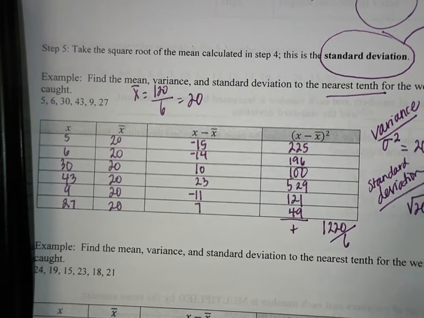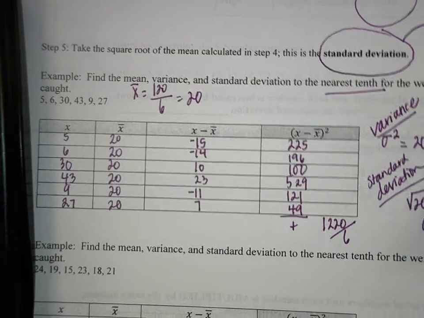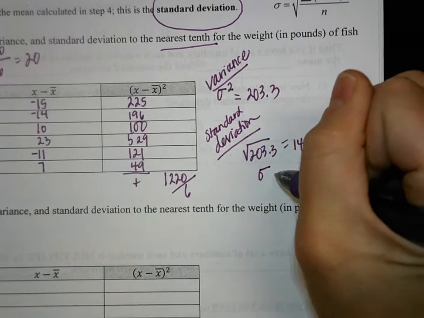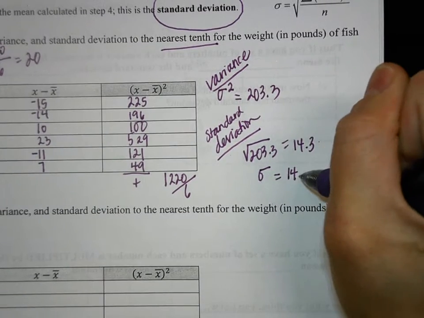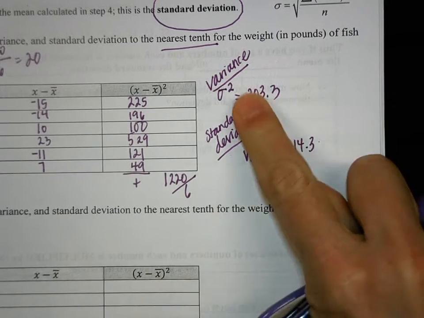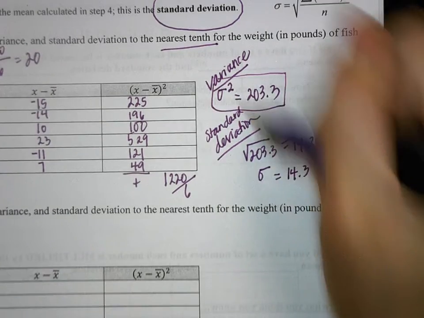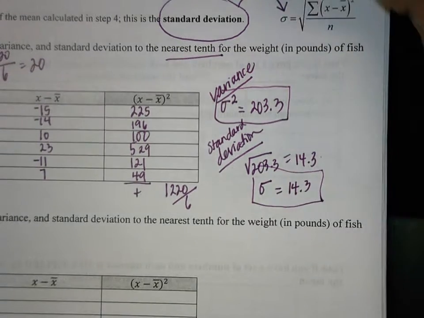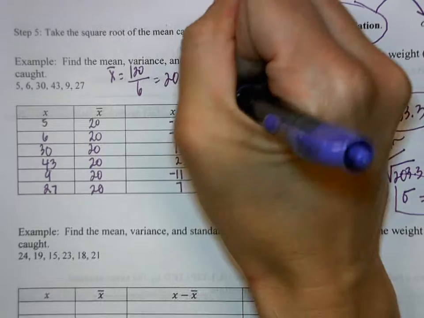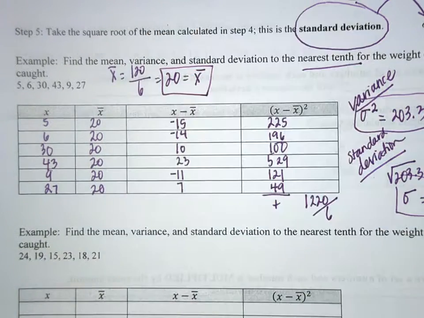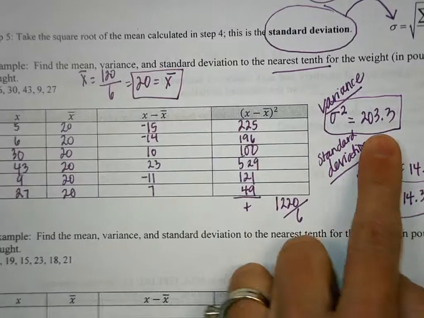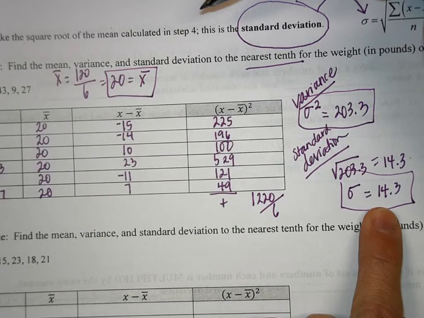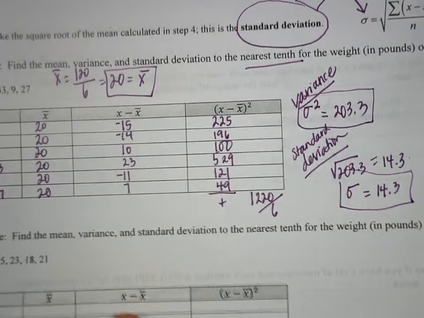And then again, I want you to make sure you write your symbols so that you get used to knowing that standard deviation is this symbol, variance is this symbol. So it asks you to calculate the mean. Up here we had our mean was 20. Our variance is 203.3. And the standard deviation is 14.3. Okay?